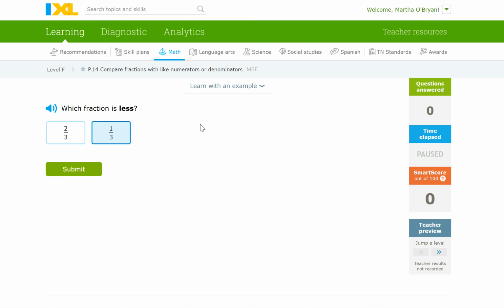So if the denominators are the same, then whatever numerator is less is the one that is less. So if the denominators are the same, it's pretty straightforward. Just compare the top numbers, and the lower number is the fraction that is less.